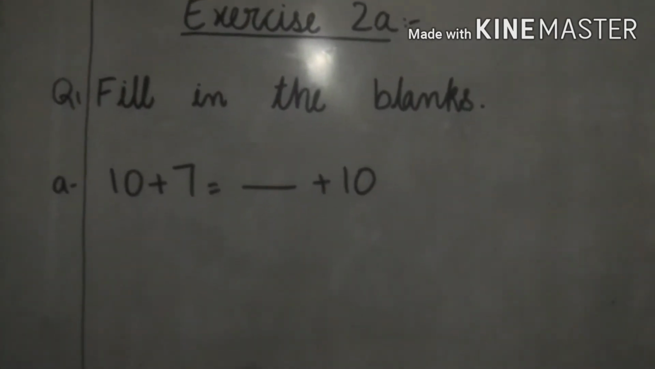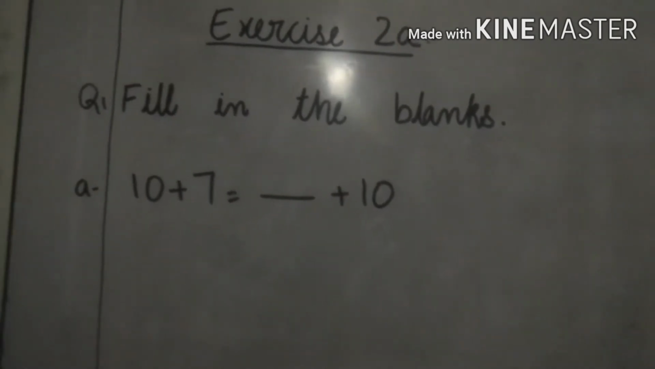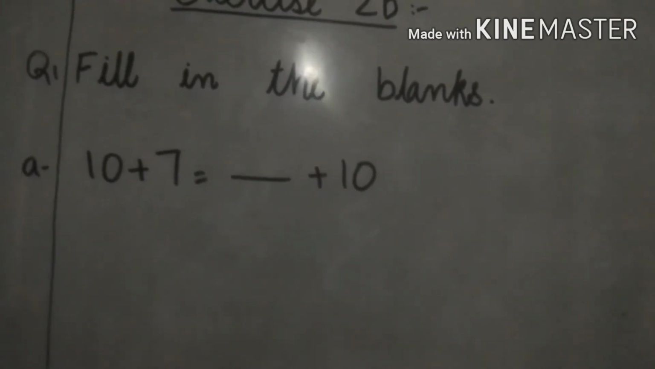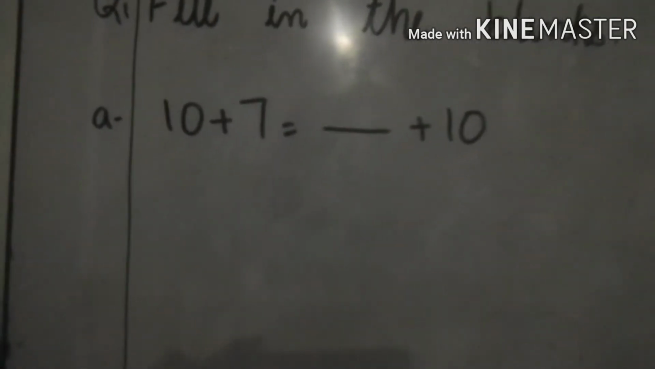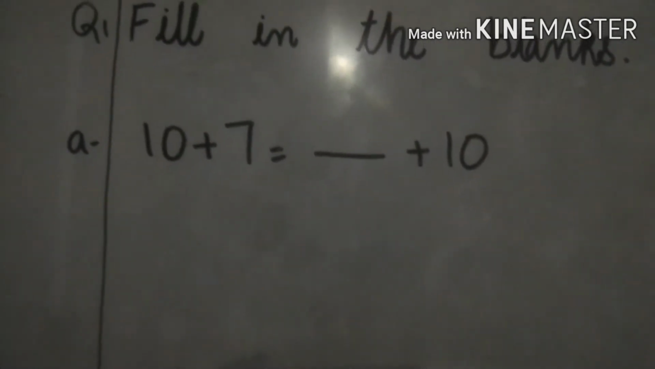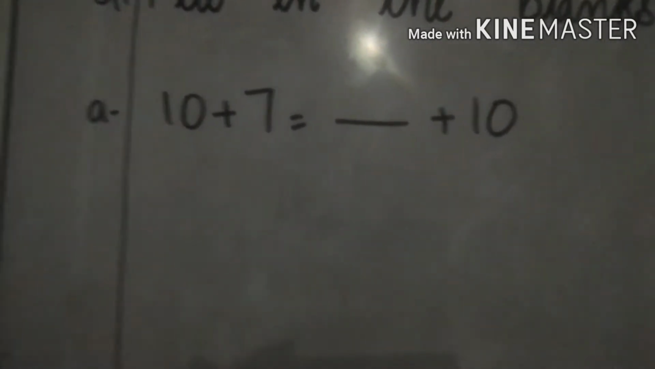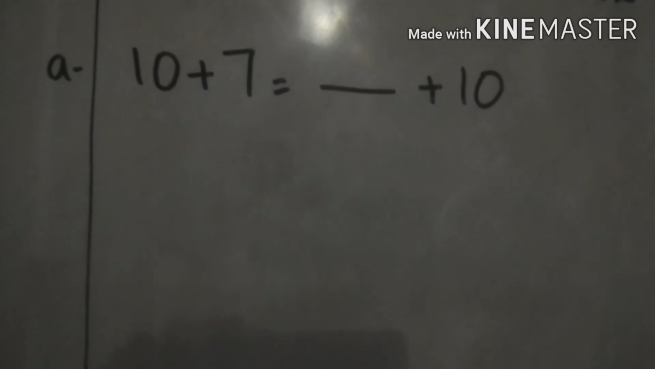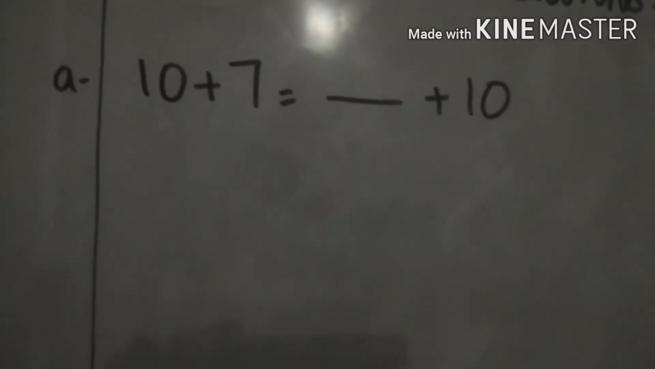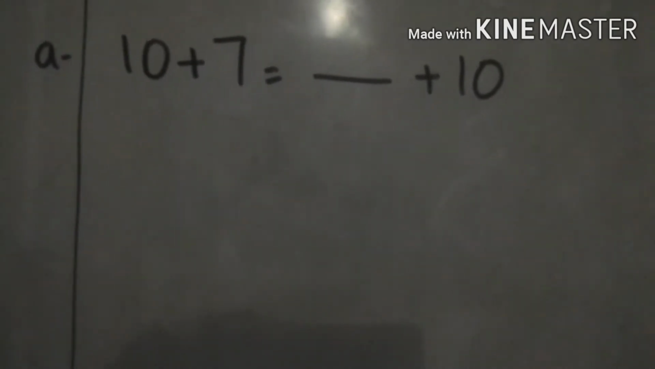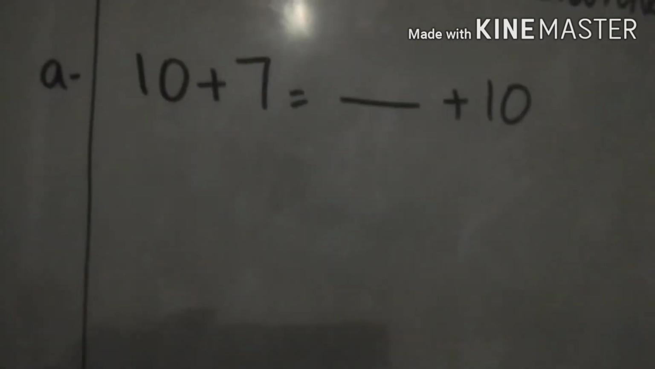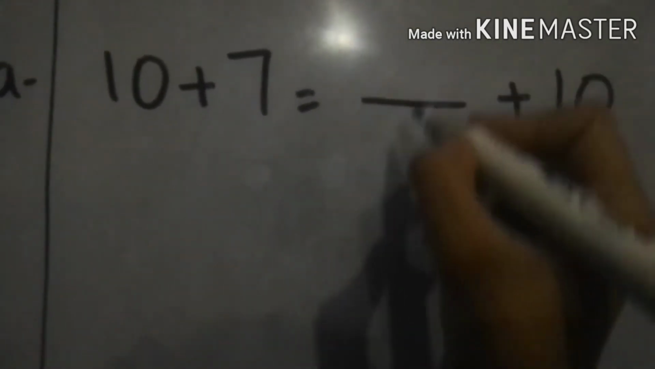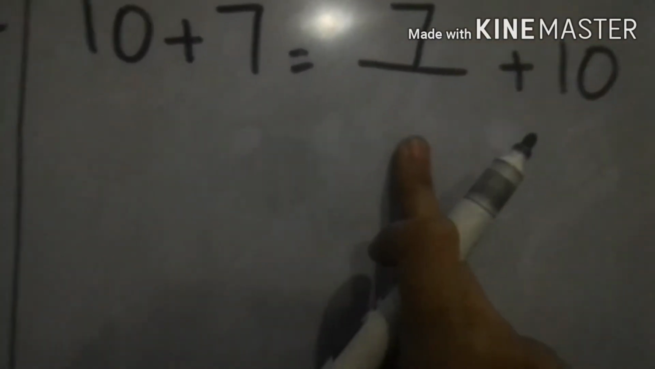Okay students, now we came to exercise 2b. Question number 1 is fill in the blanks. A part we have is 10 plus 7 is equals to dash plus 10. This is the commutative property of addition, and we know that in commutative property of addition, two numbers are added in any order. Now 10 plus 7 is equals to dash plus 10. So 7 will come in this blank.